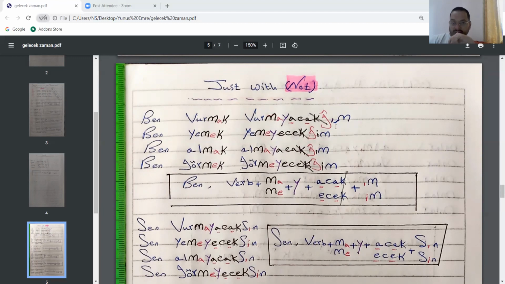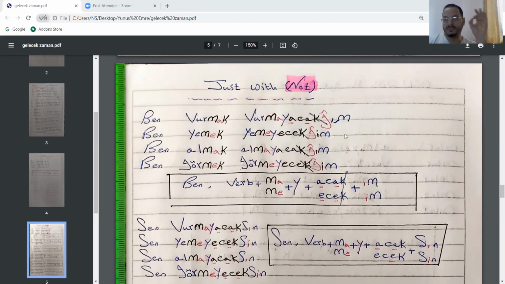Vurmak will be vurmayacağım, yemeyeceğim, almayacağım, görmeyeceğim. We noticed that English is different from Arabic and English, where the base form of the eating verb is just these two letters. And now let's take a look at all of these letters.